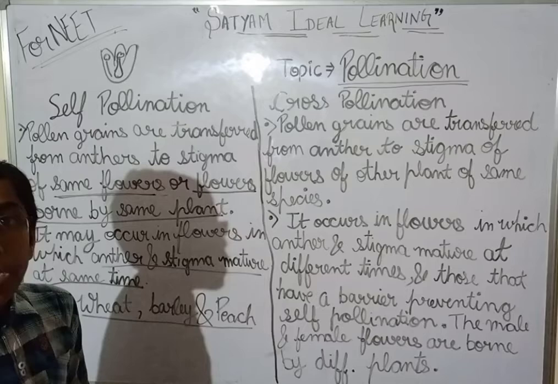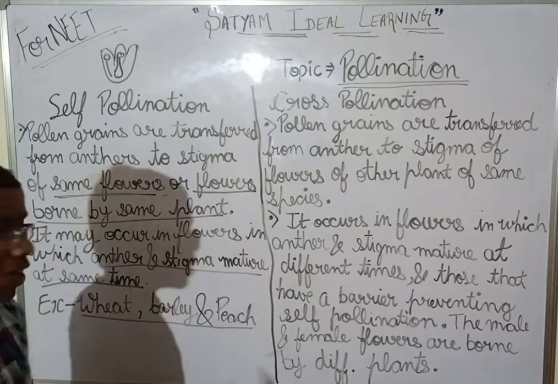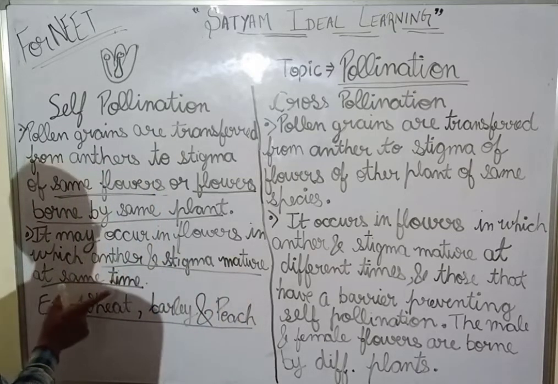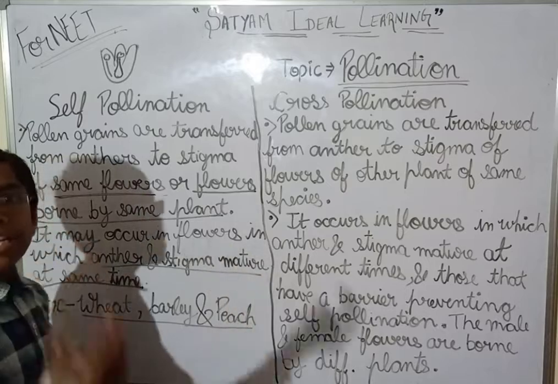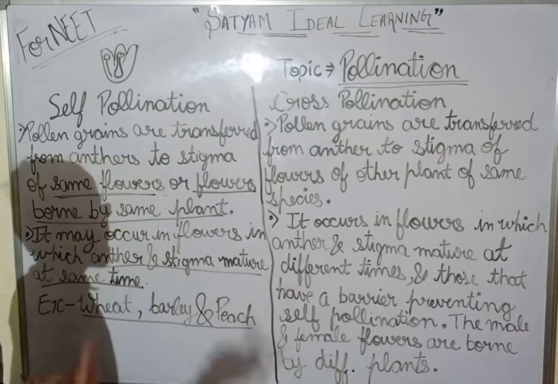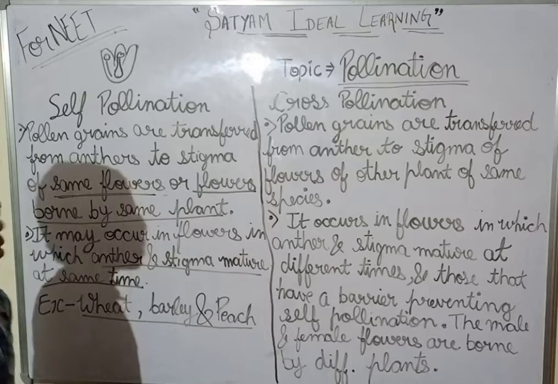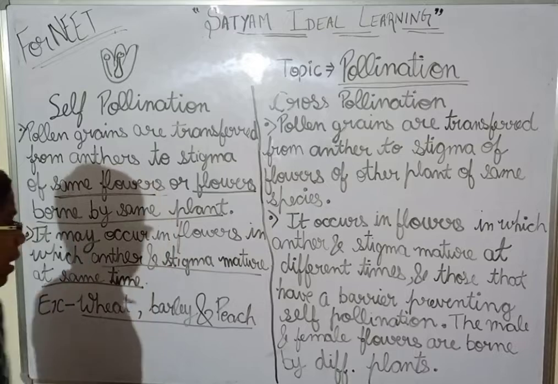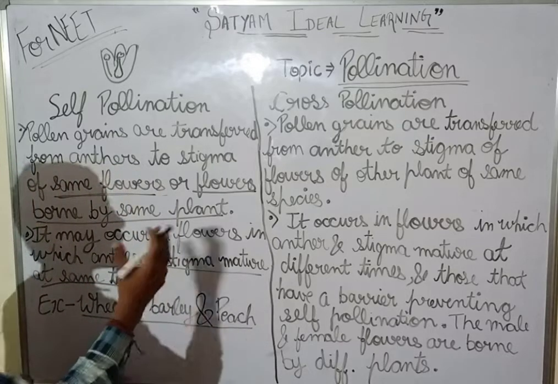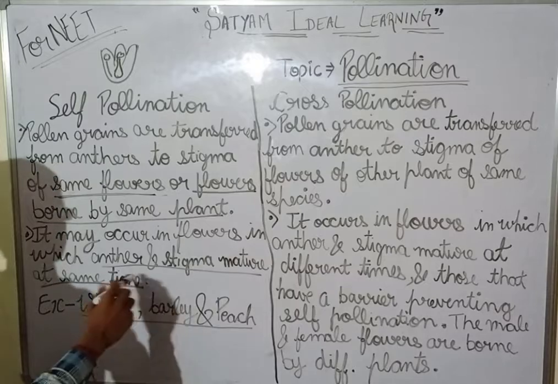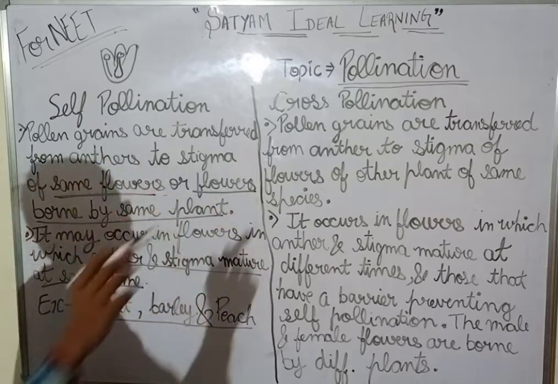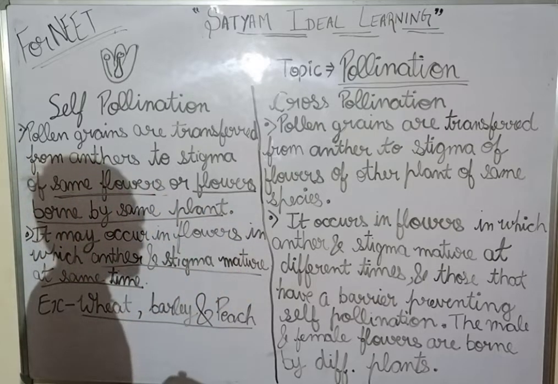So it may occur in those bisexual flowers if the anther and stigma are maturing at the same time. Then the anther will release pollen grains and the stigma will take them immediately. In a bisexual flower, we know that both androecium and gynoecium are there. When they both mature at the same time, self-pollination occurs. I think this is very clear to you guys.